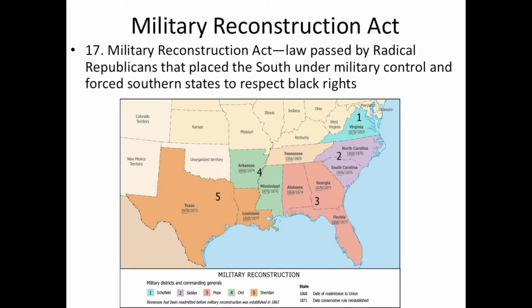So what the radical Republicans are going to do is try to punish the South, and they're going to do that with the Military Reconstruction Act. They're going to divide the South up into separate districts. There's going to be 5 districts across the South, and they're going to put a few states in each district, and they're going to assign a Union general to run that district within the South. And whenever the South is controlled by Union generals, they're not going to have any choice but to do what the radical Republicans, what the Union, wants them to do.